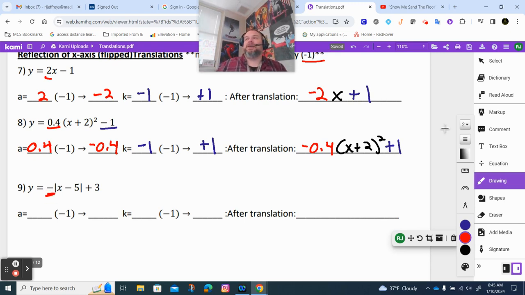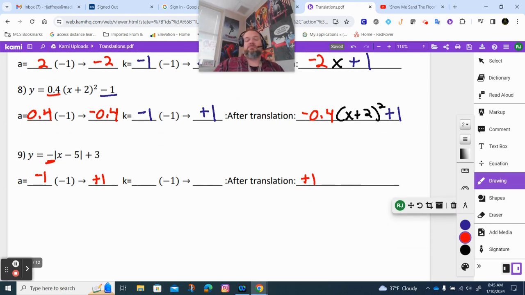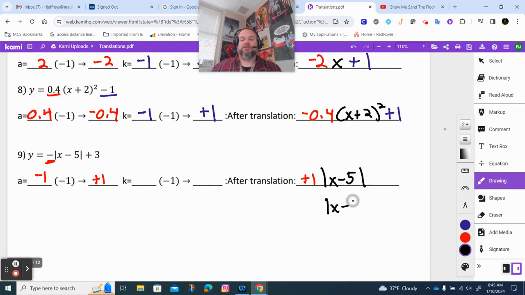All right. Number 9, what's our A? What is -1 times -1? +1. Now, you could write this right here if you wanted to. I would not count off. And I know some people are going to write it like this. They are just going to leave it alone because that's another way for them to understand. All right. Our K is 3. What is 3 times -1? -3.